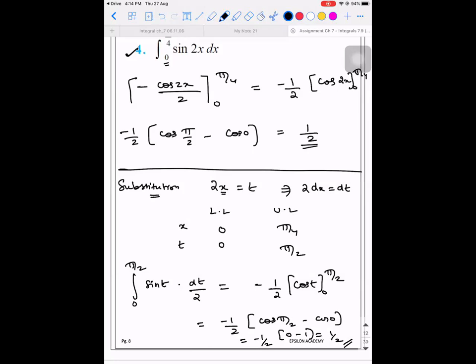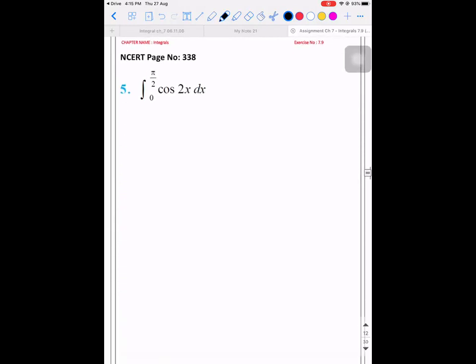Shall I move on? Yes, yes, sir. So this part also you can do. You can follow the direct method and the substitution method. Try using both cases, you should get the same answer.